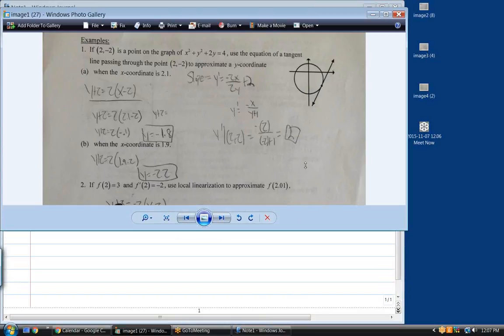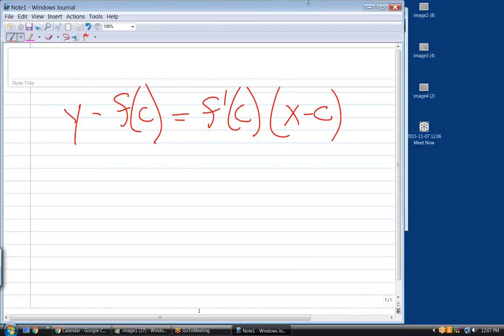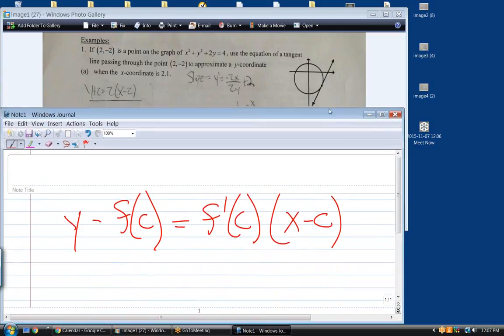Let me see if I can shorten this up a little bit. Put this down. Where c is the x-coordinate of the point. Okay. In other words, in this particular case, c is minus 2. So that translates to y plus 2, which is the same as y minus f of c, c being the x-coordinate, equals f prime of c.